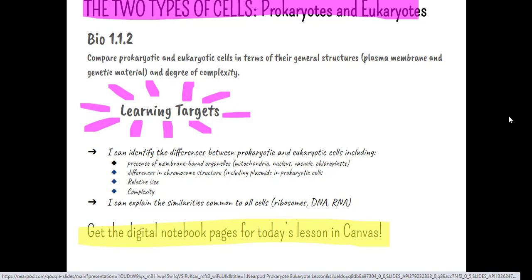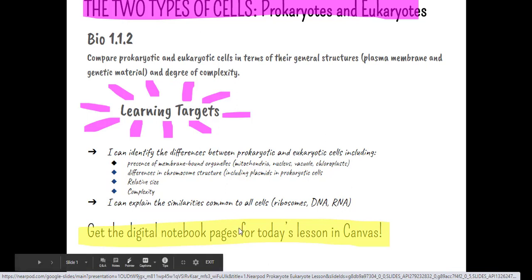So you've got your learning targets here. I can identify the differences between prokaryotic and eukaryotic cells. So when we're thinking about these two types of cells, we're really thinking about how are they similar and how are they different. So the presence of membrane-bound organelles, difference in chromosome. Remember when you see the word chromosome, think about DNA, so the difference in their DNA structure or their chromosome structure, their relative size, and then complexity. And so the last thing goes with that, it really goes with that first learning target. I can explain the similarities common to all cells. So if it's common to prokaryotes and eukaryotes, it's common to all cells.